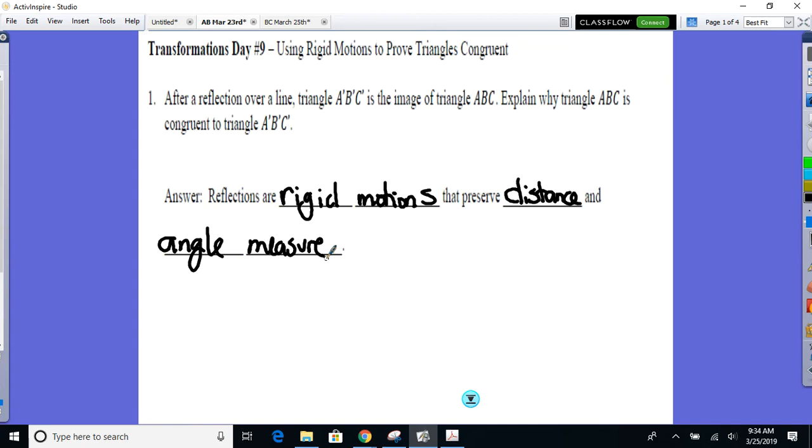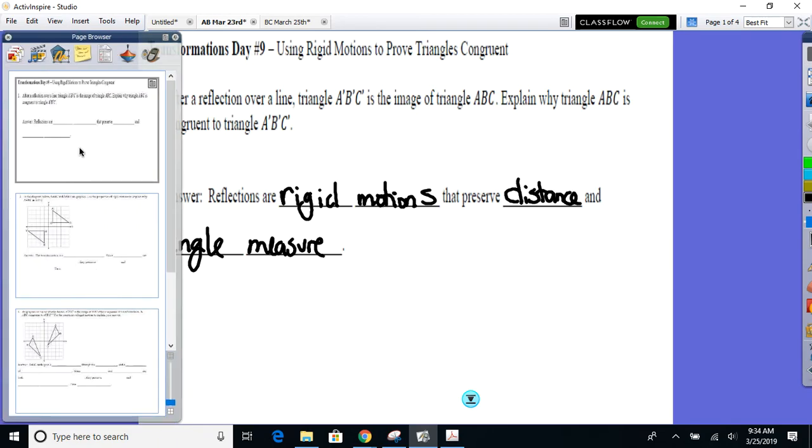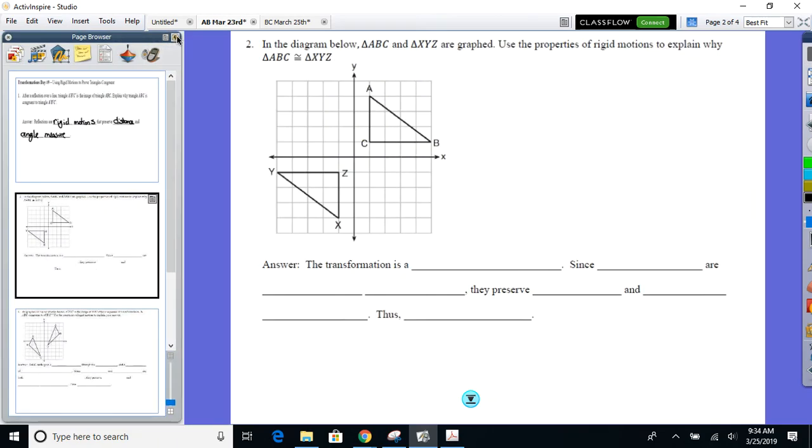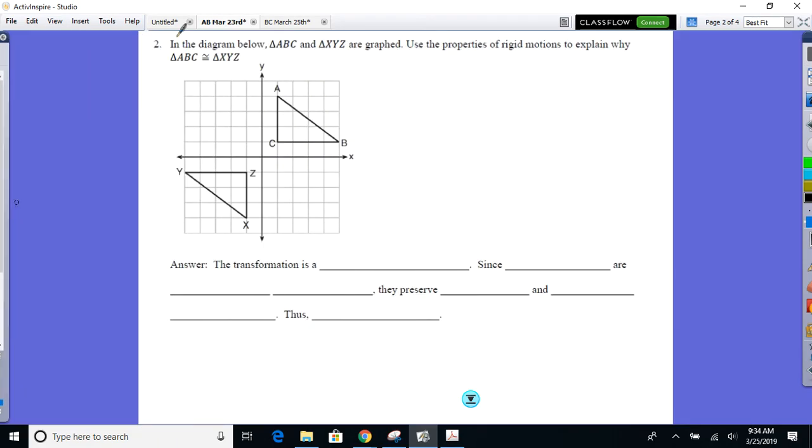Not too bad, right? So why am I saying you're going to need help from your groups today? Because you're going to have to find out what we did to get from the original to the image. That's going to be the toughest part today. If you take a look, I got ABC and XYZ are graphed using the property of rigid motions. Explain why they're congruent. I'm not going to tell you what we did. That's your job right now in your group. And there could be multiple answers here.